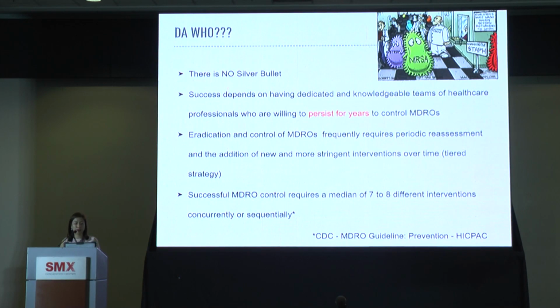So the WHO says there is no silver bullet, so there's no single person that can prevent this transmission. Success depends on having dedicated and knowledgeable teams of healthcare professionals who are willing to persist for years to control MDRO. All infection prevention control practitioners know this, that in IPC we need to be persistent so that our program will be successful. Eradication and control of MDROs frequently requires periodic reassessment and the addition of new and more stringent interventions over time, and might require a median of 7 to 8 different interventions done concurrently or sequentially.